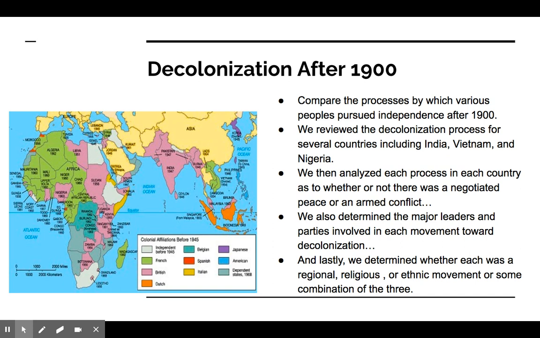And we determined who the major leaders and parties involved in each of the movements toward decolonization were. And lastly, we determined whether each was a regional movement, a religious movement, or an ethnic movement, or some combination of the three.